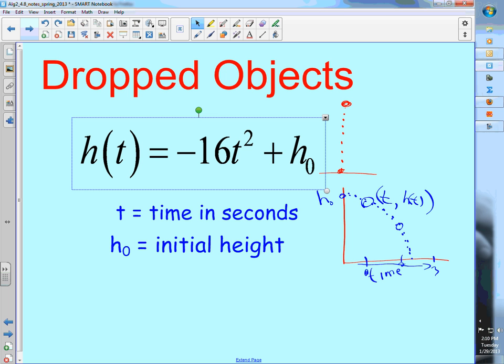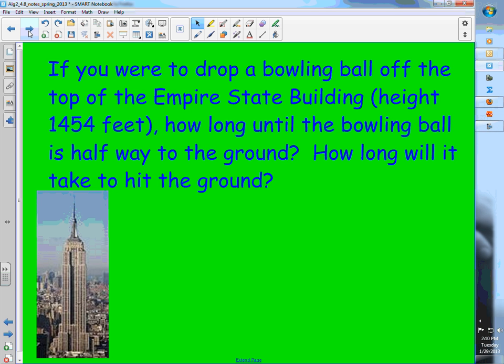You've got to keep this, because we're going to give you another formula in a minute. We're going to keep this one for dropped objects. So if you could stand atop the Empire State Building and drop off a bowling ball or anything else, it doesn't matter what the object is, from a height of 1,454 feet. Clearly that would be impossible from the roof, because it would land on the roof. But let's just assume from the lookout you could reach out and drop the bowling ball and it would go to the ground.